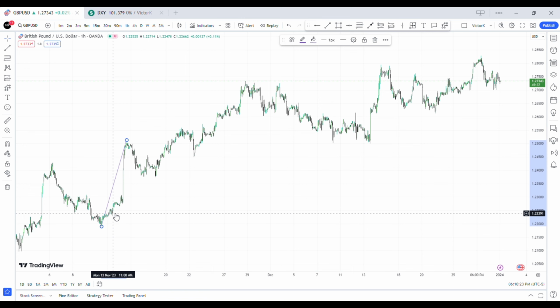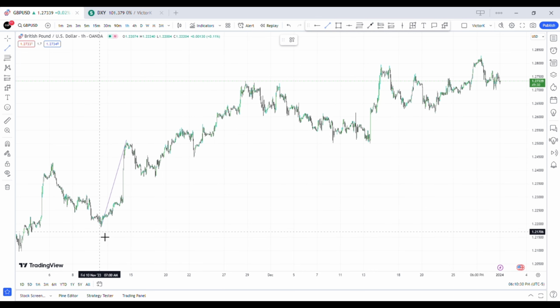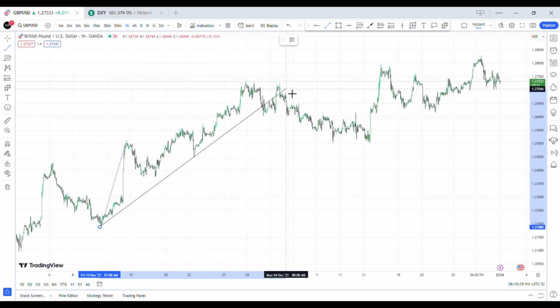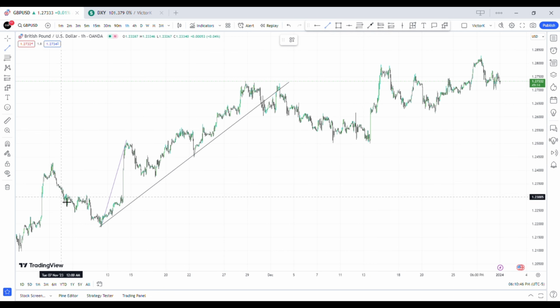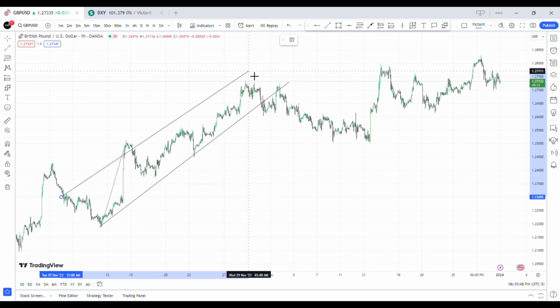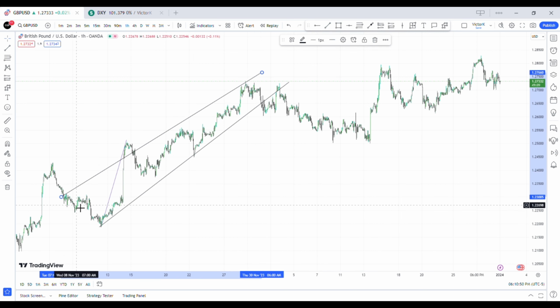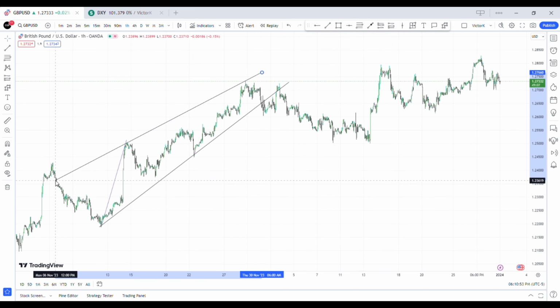Okay, and then for channels, when you hear about channels, a channel is just basically a price action situation where the price seems to be bounded by two trend lines. One at the top and one at the bottom, like this. All right, let me adjust this. So, a channel.